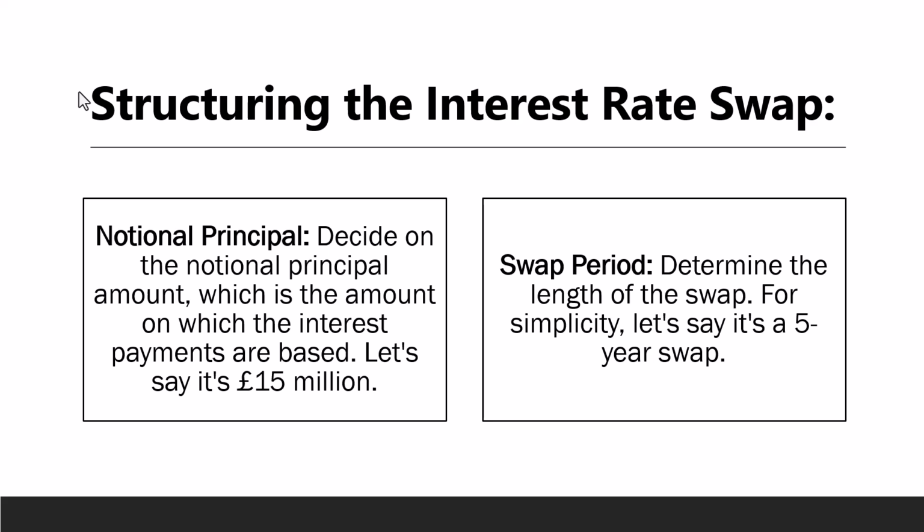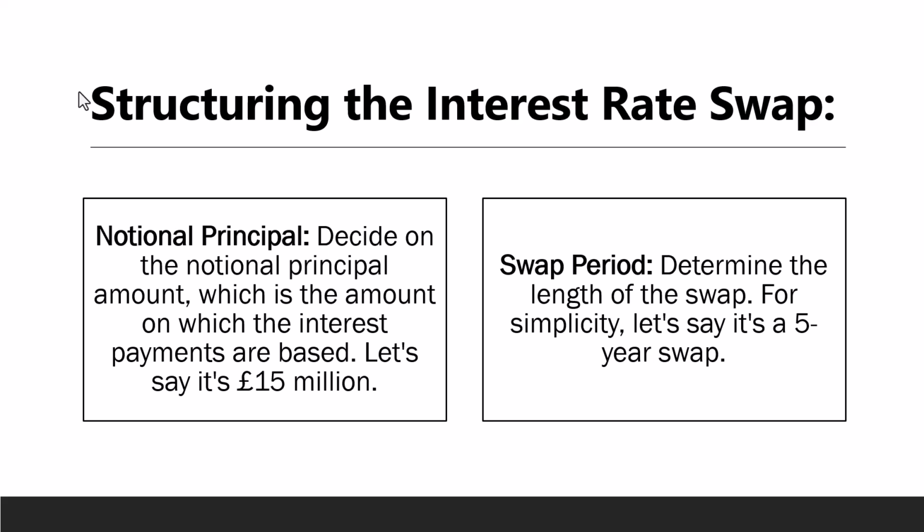Structuring the interest rate swap. Notional principal: decide on the notional principal value, which is the amount on which the interest payments are based. Let's say 50. Swap period: determine the length of the swap. For simplicity, let's say 5 years. Basically, the two parties decide on the notional amount they are going to enter into the interest rate swap. They may have loans higher than the amount, but suppose a person says that I want to hedge 50%, so he'll take 50% or 70%, 60%, whatever he can take.